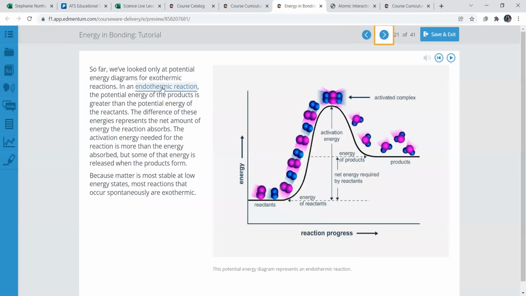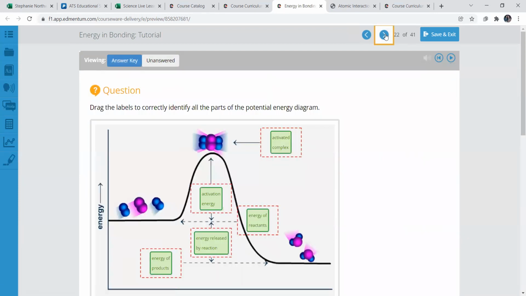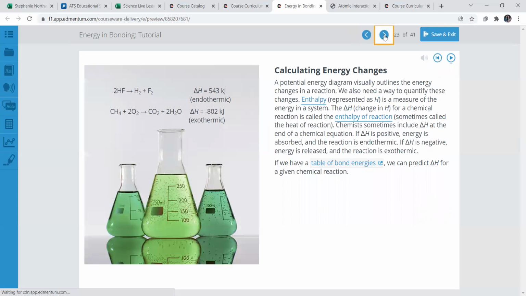Go to the next part. Endothermic, remember, absorbs energy. Here's what happens when it is absorbing energy. Okay, next part.